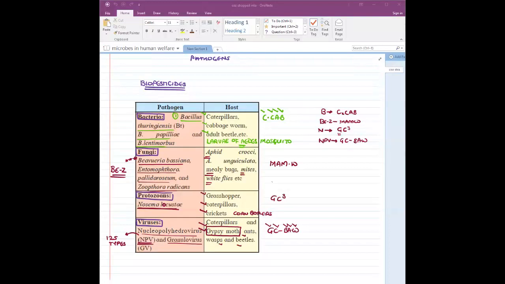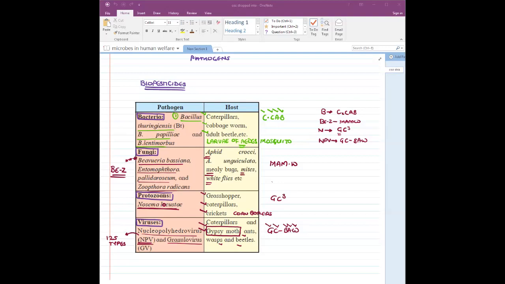Okay. So once again, guys, last class. Where did we stop? We stopped at the use of microorganisms as biopesticides. We had talked about different kinds of Bacillus, like Bacillus thuringiensis, Bacillus popilliae, Bacillus lentimorbus. Then we have fungi, that is Beauveria bassiana, very important, Entomophthora, Paecilomyces, and Zoophthora radicans. Among protozoans we have Nosema locustae, and viruses as NPV, nucleopolyhedrovirus, or granulovirus.